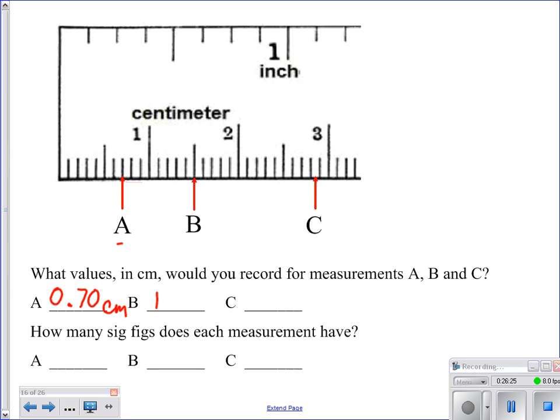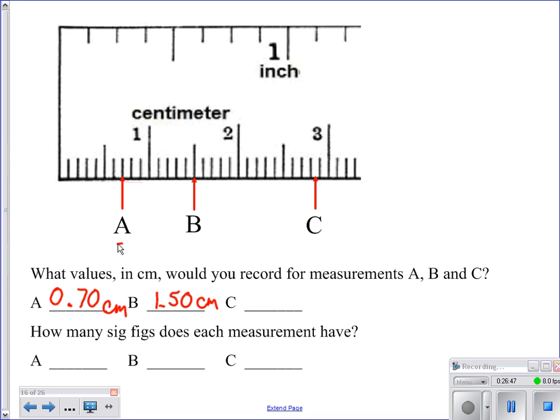Next one, B. We see that, yeah, it's definitely 1 something centimeters. In fact, I can say 1.5. I know that. And then I'm looking and I think, wow, that's on that line. So again, 1.50 centimeters. And then the last one, C.